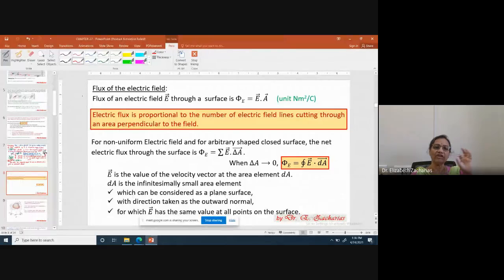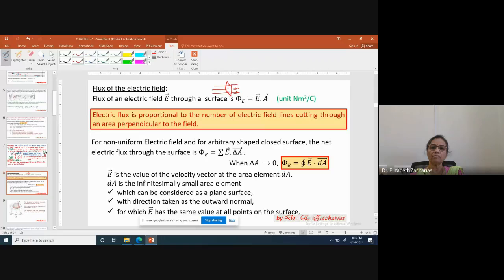Flux for an electric field. Wherever the V vector was there, now replace it with electric field. That's all. Flux for an electric field E through a surface is defined as phi E. This E subscript stands for electric field. Phi E equals E dot A. And remember, this is if your surface is a plane surface and your field is uniform.